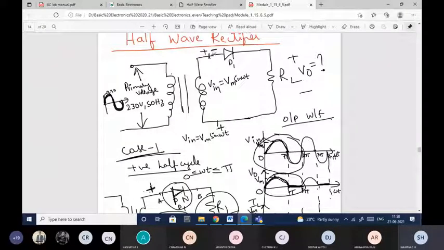Using the secondary of the transformer, we are trying to convert the AC signal to a DC signal. So here we have used one diode. We analyze the circuit for the positive half cycle and for the negative half cycle. For the positive half cycle, the diode will become forward biased because P will get connected to positive and N will get connected to the negative terminal. For the ideal diode case, we'll consider that forward biased diode as a short circuit.